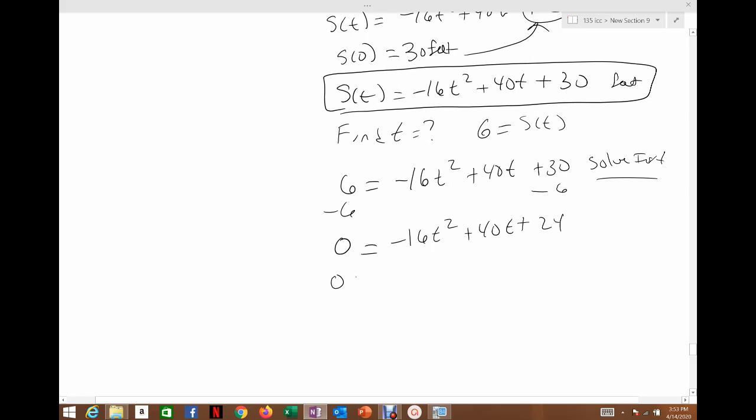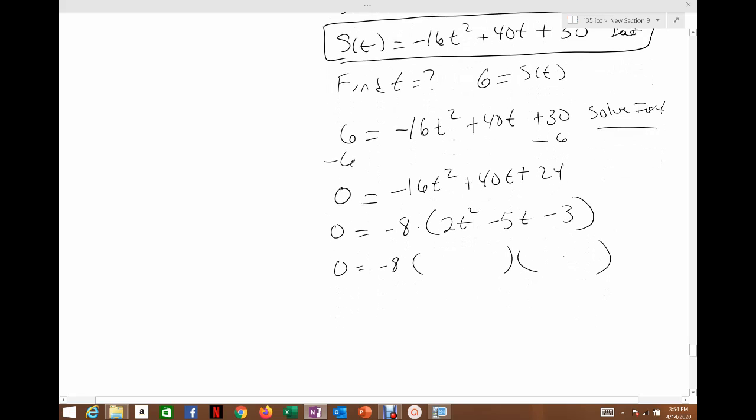First of all, I can factor a negative 8 out of each term. When I divide negative 8 out of negative 16, I get 2t squared. 40 divided by negative 8 is negative 5. And 24 divided by negative 8 is negative 3. Then I use the guess and check method.